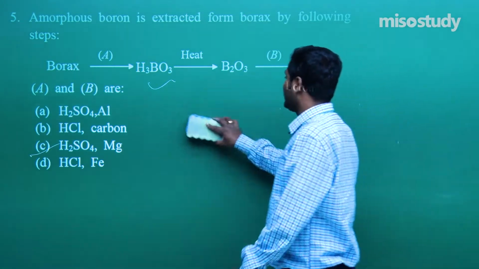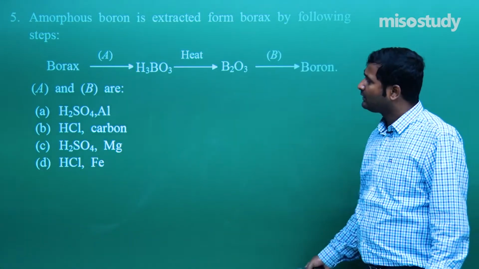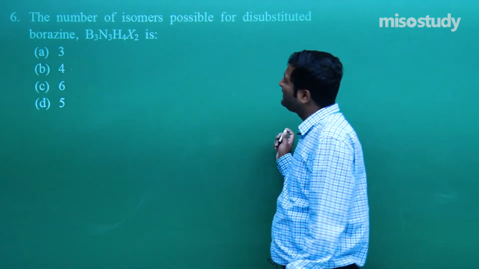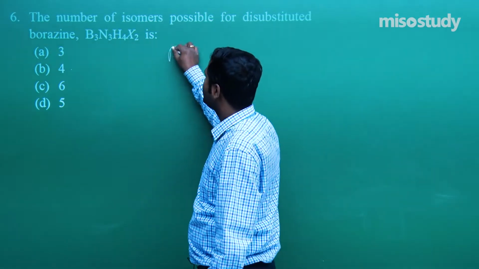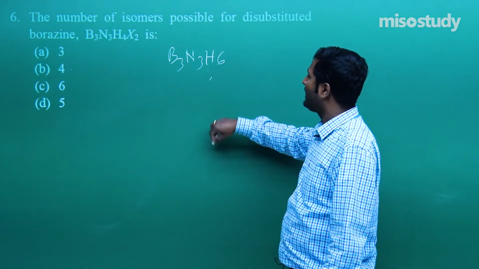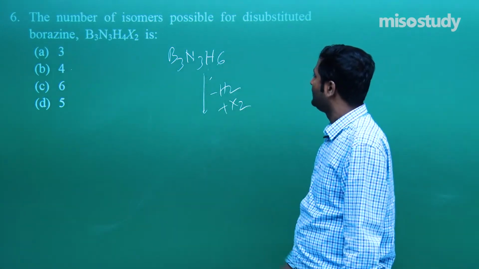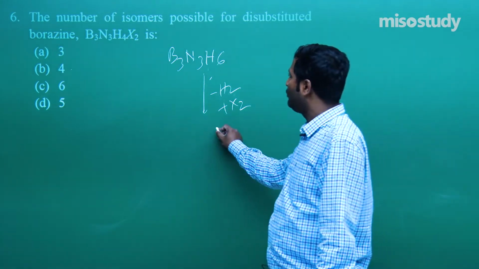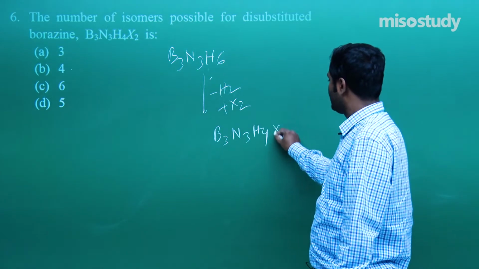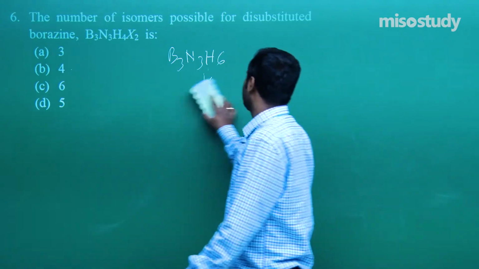Wait for a moment, listen carefully to what I am telling. Now the next question is the number of isomers possible for B3N3H4X2. This is inorganic benzene, B3N3H6. Removal of hydrogen takes place and addition of halogen, then it forms the formula B3N3H4X2. This is the formula. Now how to draw the possible isomers in this case? Now look at what I am telling.